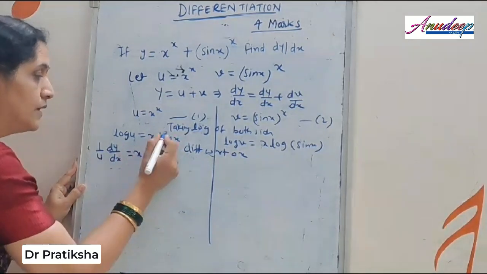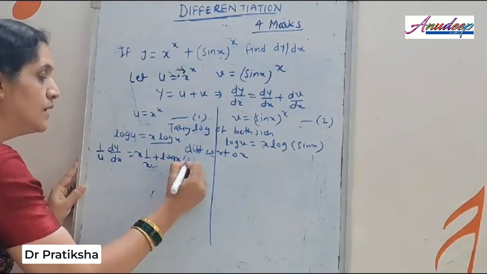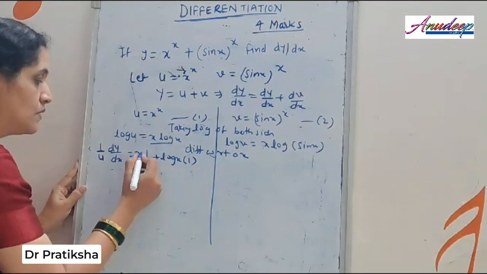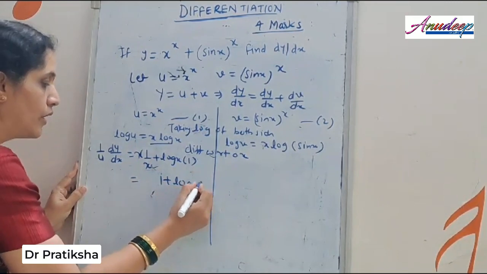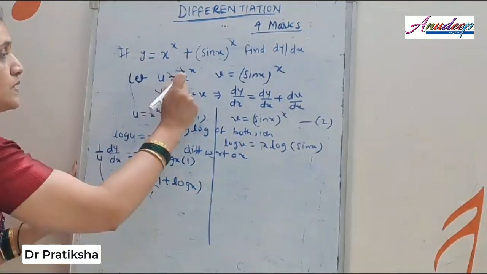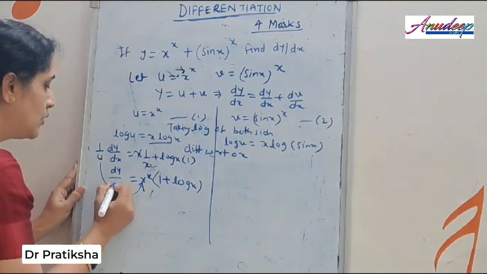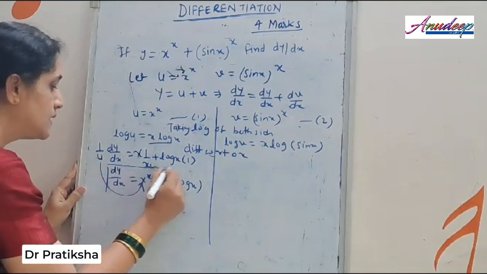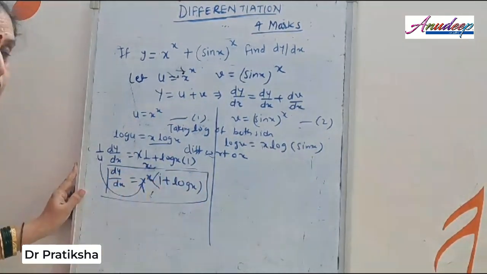So it is x, derivative of log x is 1 by x plus log x as it is, derivative of x is 1. So simply we will be getting 1 plus log x, and we transfer this u on this side, and u is nothing but x to the power x. So I get du by dx is equal to x to the power x (1 plus log x).